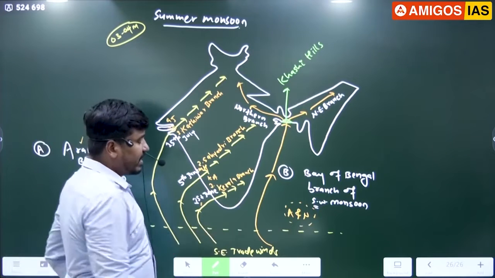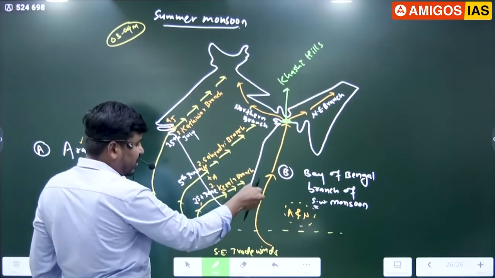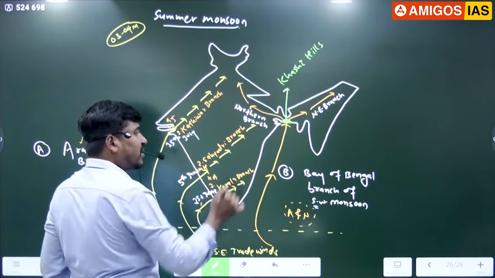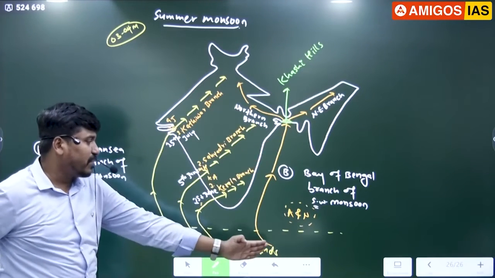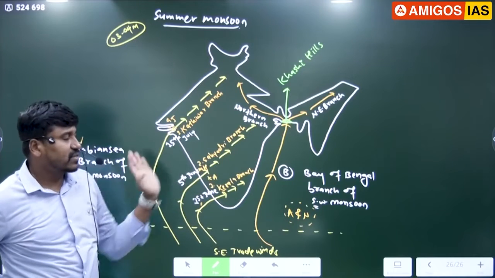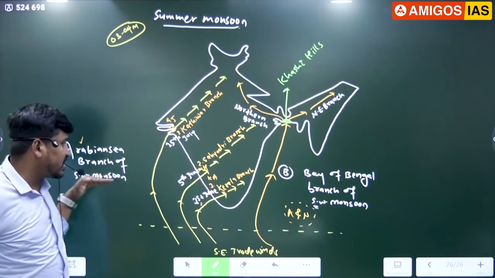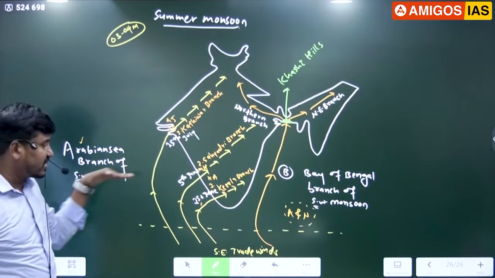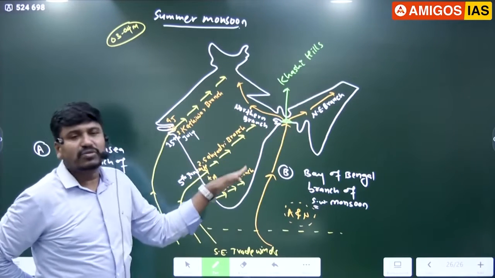This Bay of Bengal branch, in the beginning, travels parallel to the Eastern Ghats, and that's why the Eastern Ghats receive less rainfall. If you get the question, why do the Eastern Ghats receive less rainfall, the answer is that the Bay of Bengal branch travels parallel to the Eastern Ghats. And why do the Western Ghats receive heavy rainfall? Because the Arabian Sea branch travels perpendicular to the Western Ghats. As it travels perpendicular, it gives more rainfall. As it travels parallel, it gives less rainfall.